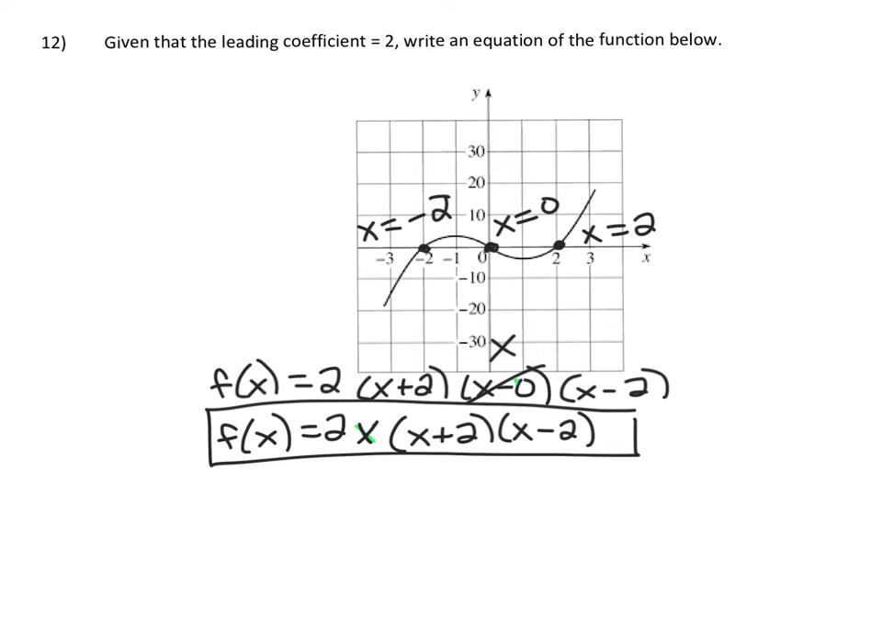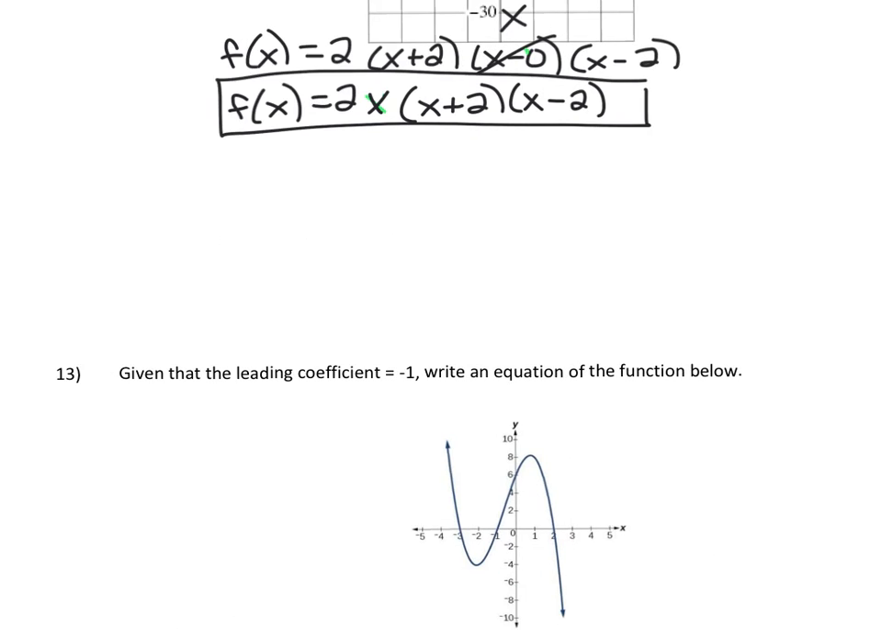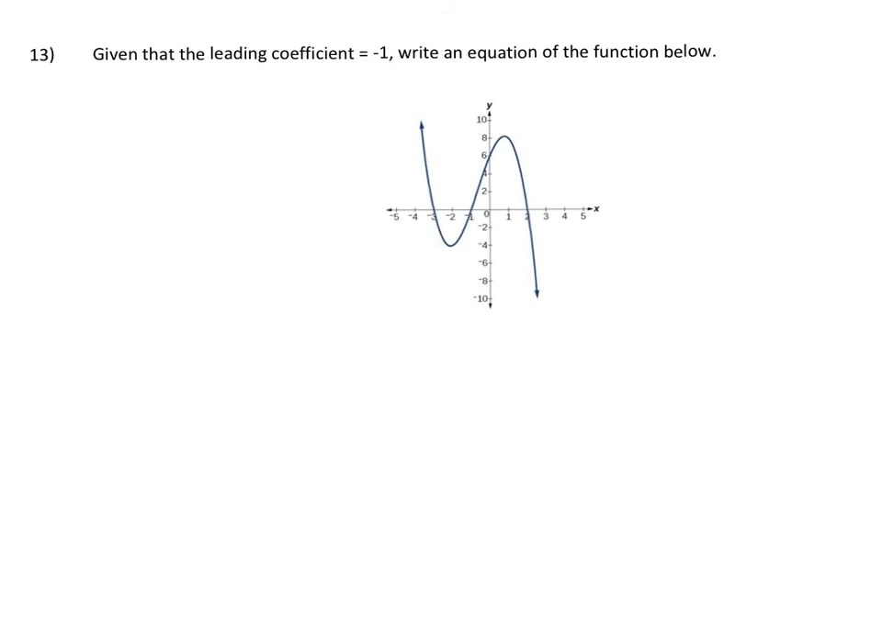Okay, so let's just try the one below it as well. Given that the leading coefficient equals -1, write an equation for the function below. All right, so I don't know if you guys have been pausing it and trying to do these on your own, but if you haven't, definitely try it for this one, okay? Try to write this equation on your own, and then you could hit play and see how you did.